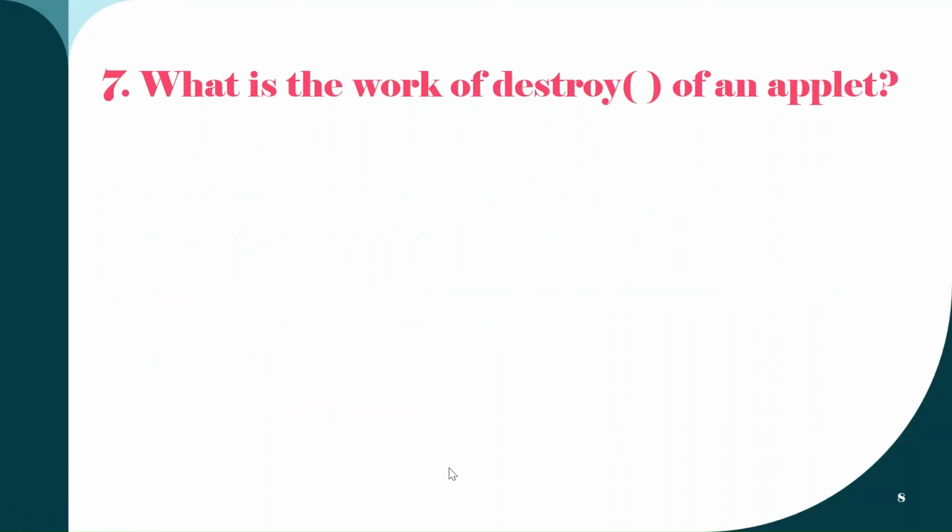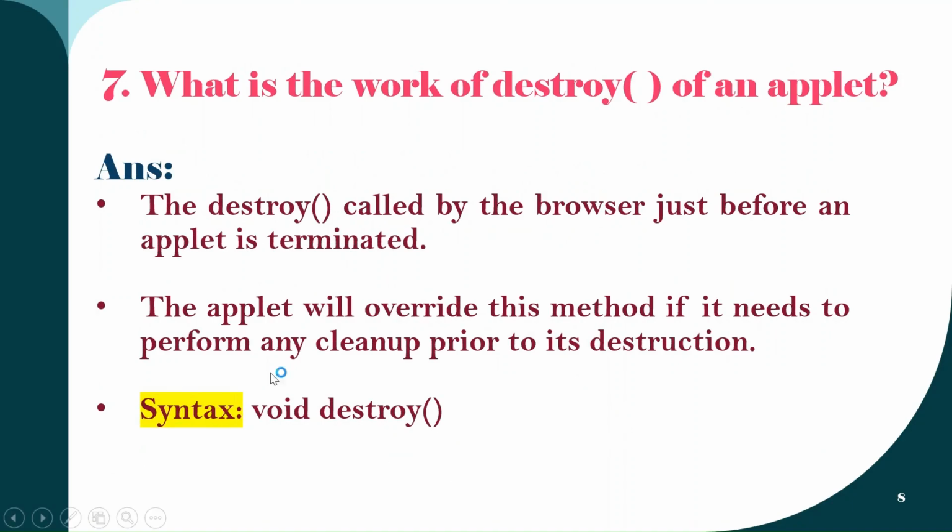What is the work of the destroy method for an applet? The destroy method is called by the browser just before an applet is terminated. So basically, we need to close the application, right? So there the destroy method is called. This one is used to release the resources whatever was allocated for an applet. The applet will override this method if it needs to perform any cleanup operations prior to its destruction. So any releasing of resources that needs to be done before the termination can be done here. The syntax is void destroy.